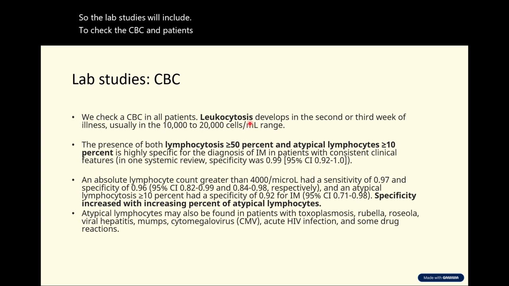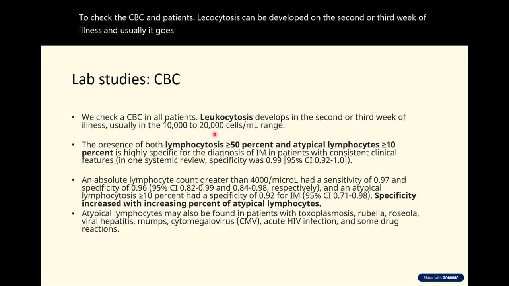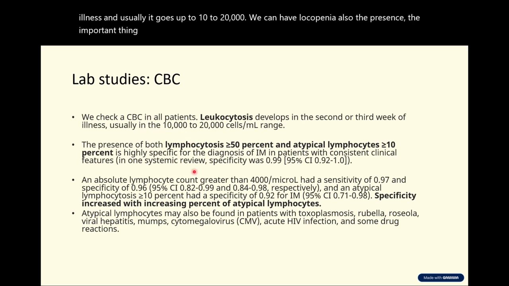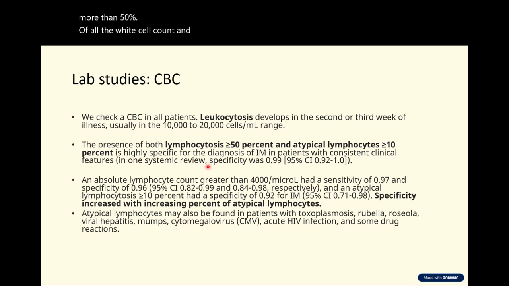Leukocytosis can develop on the second or third week of illness, and usually it goes up to 10 to 20,000. We can have leukopenia also. The important thing is to analyze the CBC in order to calculate if we have lymphocytosis, which is more than 50% of all the white cell count, and also atypical lymphocytes would be more than 10%.